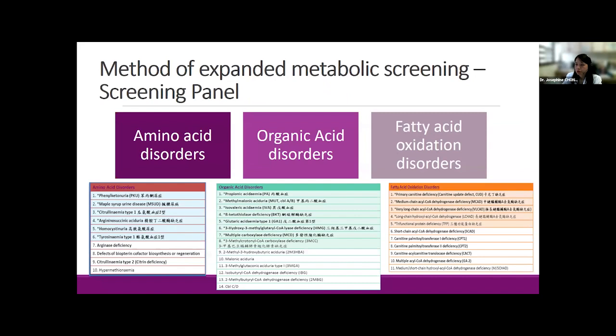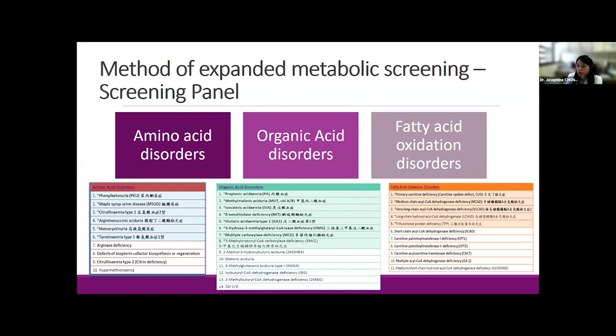So with those 2 tables in mind, we can identify more than 20 to 30 different types of disorders over these 3 columns: amino acid disorders, organic acid disorders, and fatty acid oxidation disorders. Different disorders may have different presentations. Some of them may have a more acute presentation with an earlier onset, and some of them may have a milder presentation with a later onset.